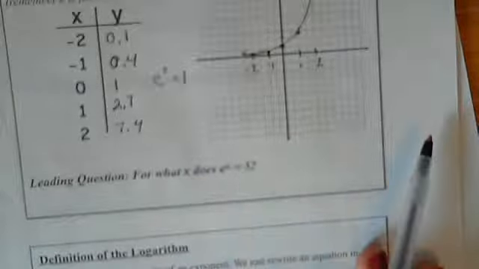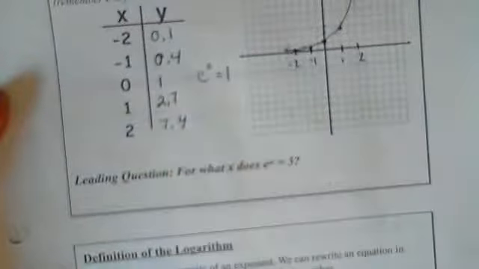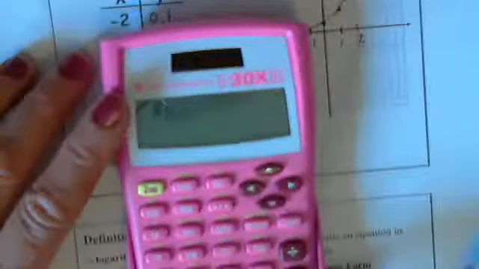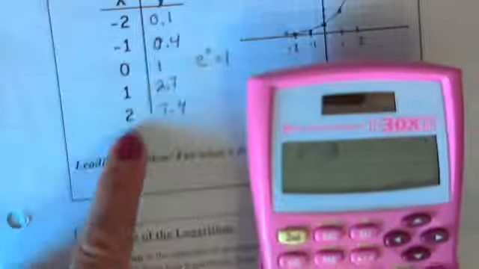Now we do have a leading question here that you might want to explore. What x does e to the x equal 5? For what number can you put in for x to get 5? Well, if we look at our table, e to the 1 is 2.7, e to the 2 is 7.4. So what would you guess would get us to approximately 5? Most people would say, well, let's try e to the 1.5, halfway between 1 and 2.